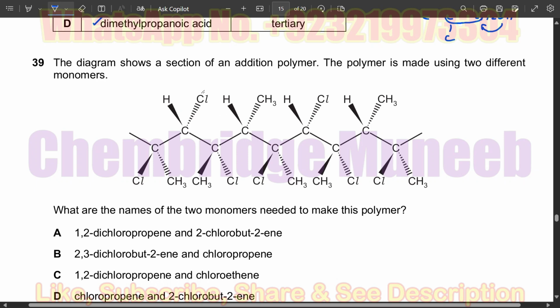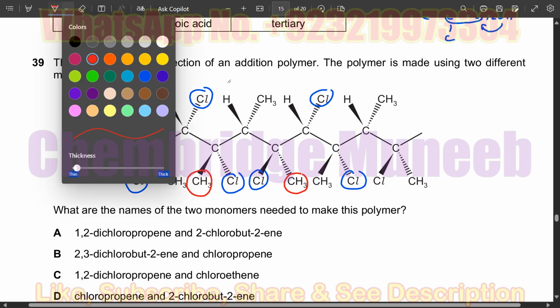For example, you can see that chlorine is present on this carbon, chlorine is present on this carbon, and then in the next carbon there is chlorine. So three carbon atoms are in a consecutive way. After that we can again have three chlorine atoms in a consecutive way, and then methyl groups. You can also see the methyl groups present on this point, which indicates that there is some repetition.